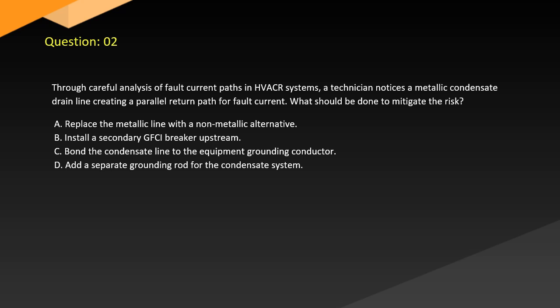A. Replace the metallic line with a non-metallic alternative. B. Install a GFCI breaker upstream. C. Bond the condensate line to the equipment grounding conductor. D. Add a separate grounding rod for the condensate system.